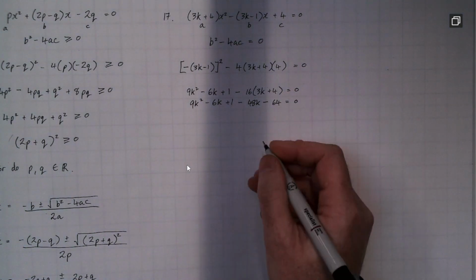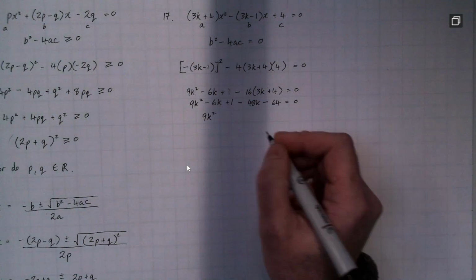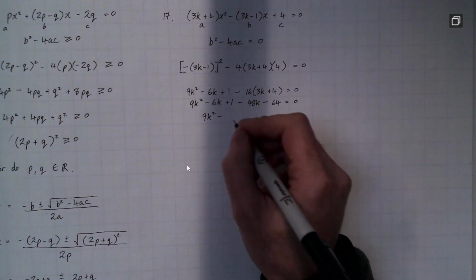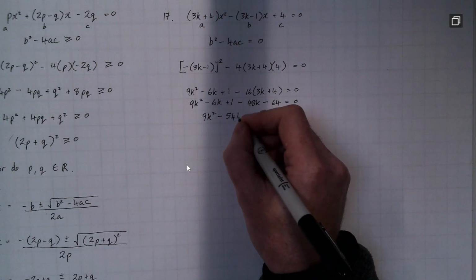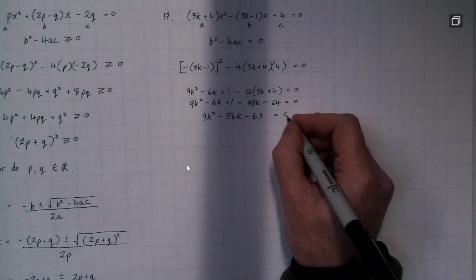Okay, right, so the quadratic equation: 9k squared minus 14k minus 7 equals 0.